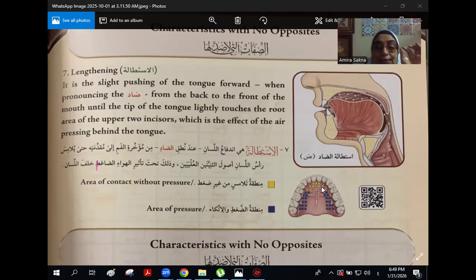If you make pressure here, if you press here, you are going to pronounce a heavy dal, dal mufakhkhama. Until the end of the tip lightly touches the roots of the upper central incisor.